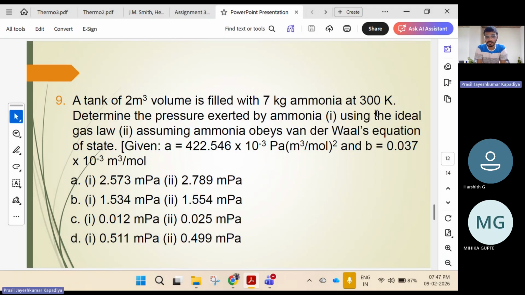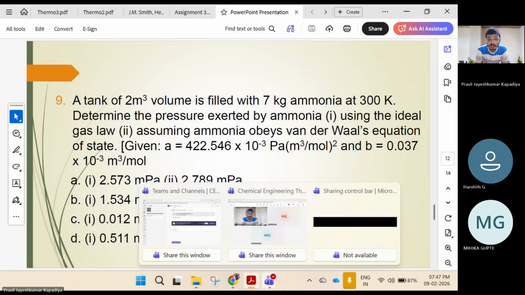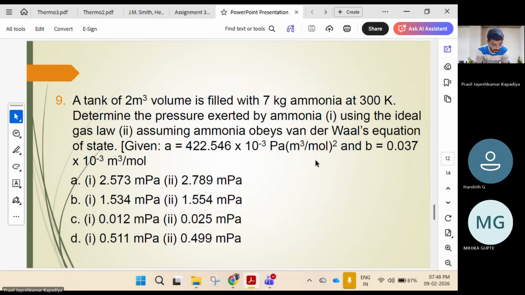What is the value you are getting? Harshit, Mihika, anyone? If done for ideal gas only.